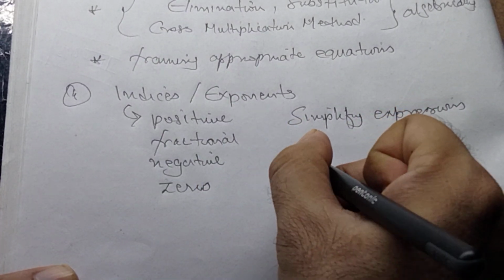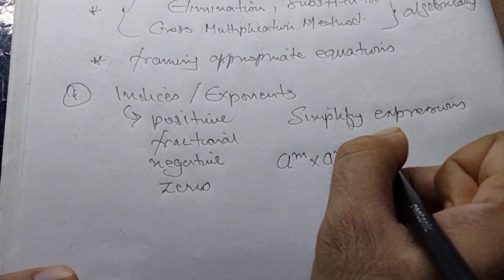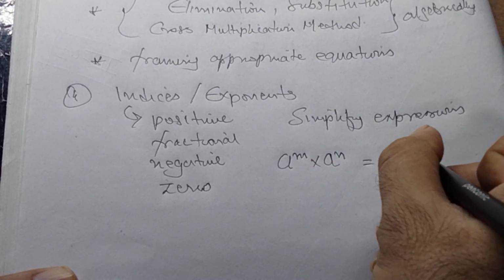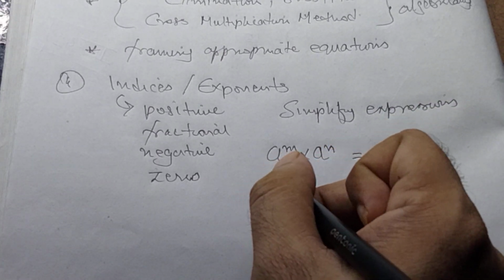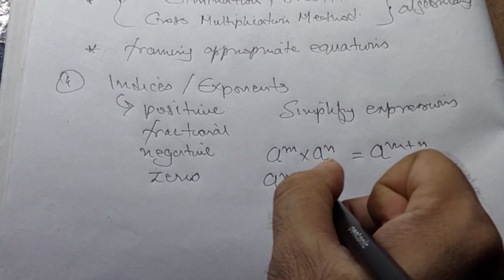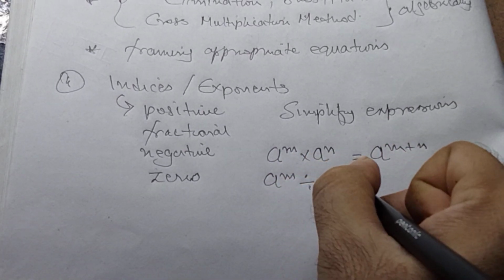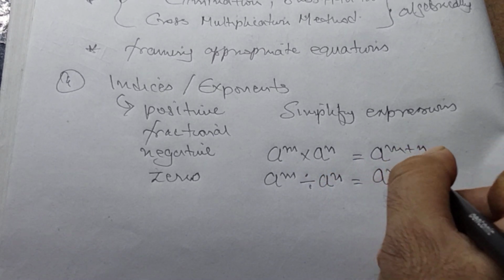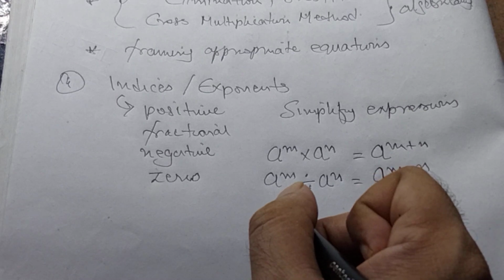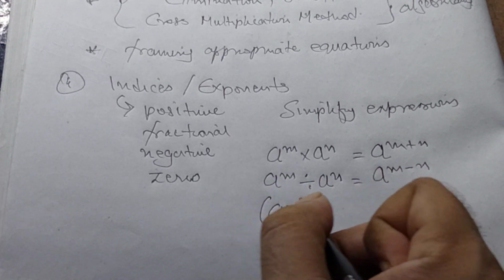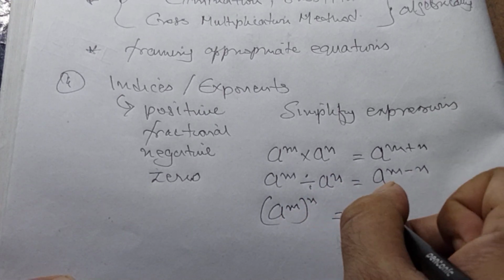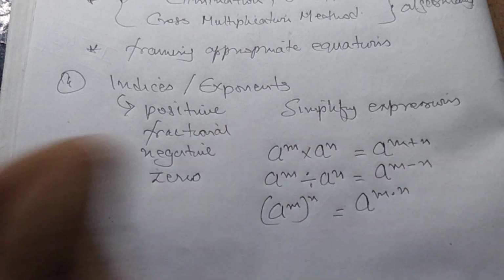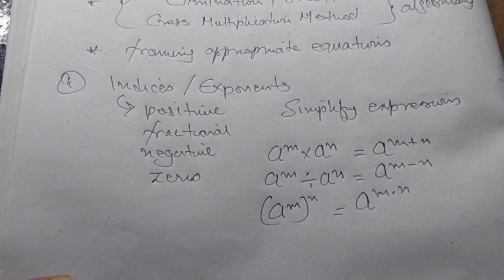See, a to the power m into a to the power n is equal to a to the power m plus n. This is one you have to know. You also need to know a to the power m divided by a to the power n, and this is equal to a to the power m minus n. And the third you have to know in indices is a to the power m, then you have this raised to the power n and how it turns into a to the power m into n. So you have to know how to use laws of exponents.